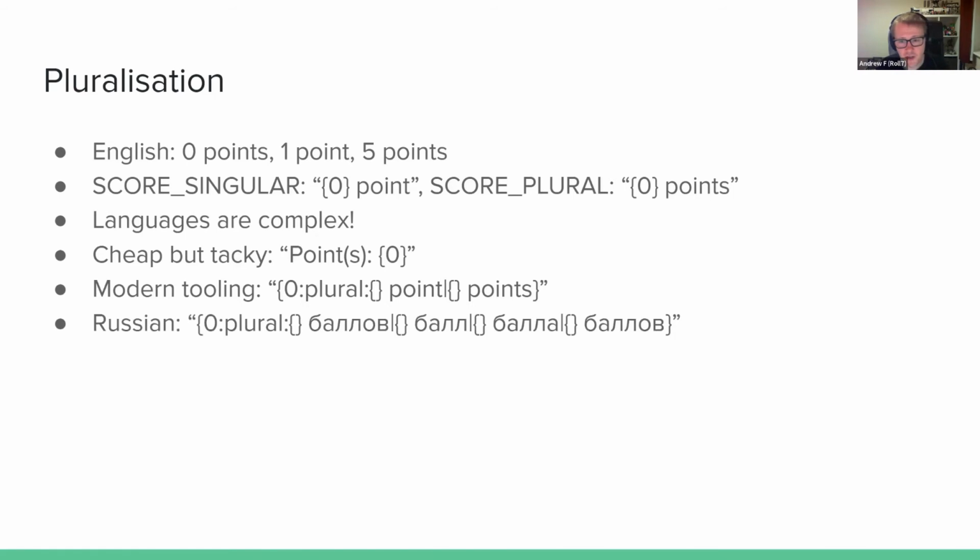But the Russian version can look like this. It has more options because Russian supports few and many. So this is the few and this is the many translation. You can see they're different words to singular. And again, we didn't have to understand this in our game code. We could just pass in the points value and then the localization system sorts it out for us.